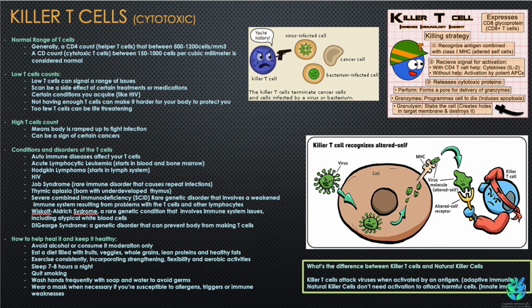Alright, so how to heal it and keep it healthy. You need to avoid alcohol or consume it in moderation only. Now, if you already have MTHFR or fatty liver issues, do not drink alcohol, and for all the love in the world, do not smoke. Make sure you eat a diet filled with fruits, vegetables, whole grains, lean proteins, and healthy fats. I know for some of you this is very difficult to do because of our methylation impairments. Please look at the methylation videos and slides so you can understand what your body can and cannot handle and work within the blueprint that you were given.